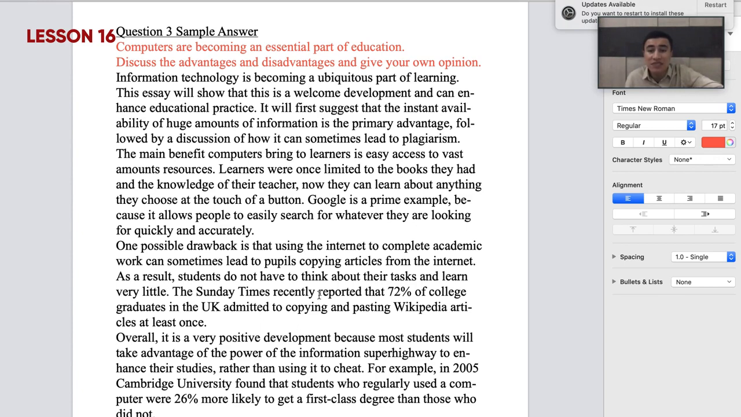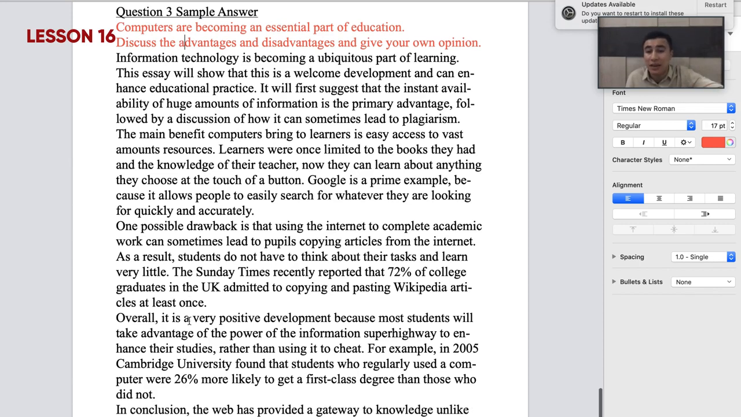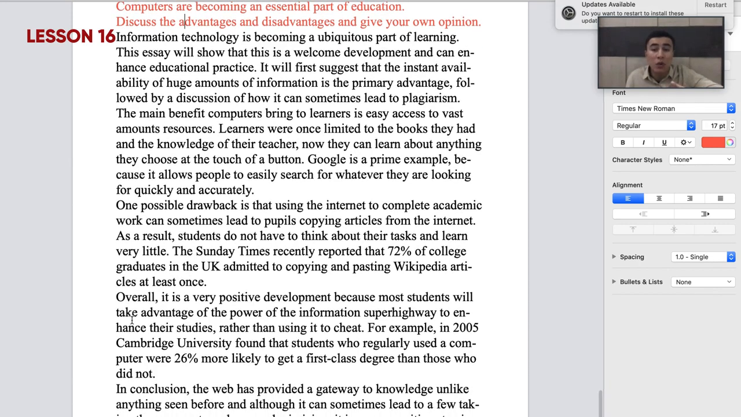The Sunday Times recently reported that 72% of college graduates in the UK admitted to copying and pasting Wikipedia articles at least once. Oh, we do it all the time. Now, our opinion. Overall, it is a very positive development because most students will take advantage of the power of the information superhighway to enhance their studies, rather than using it to cheat.